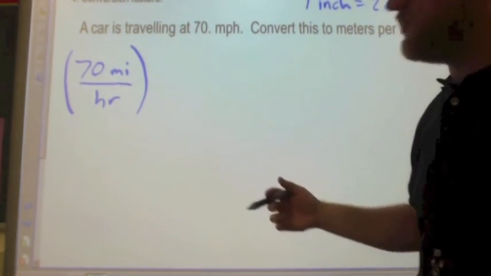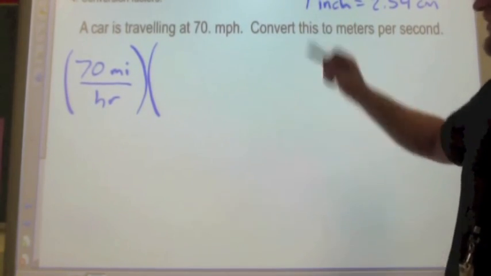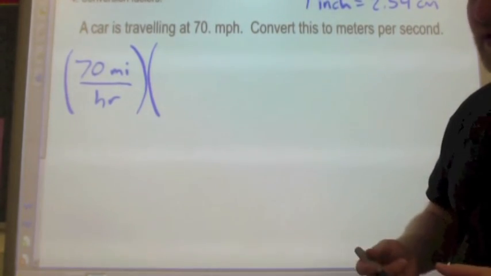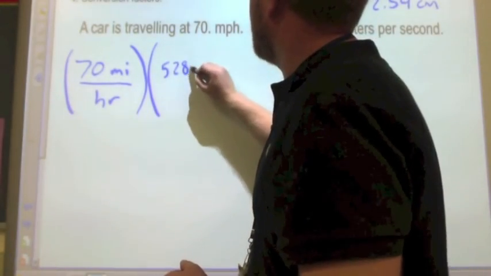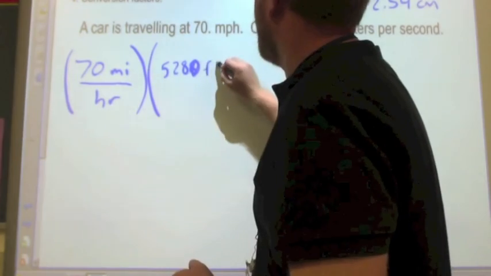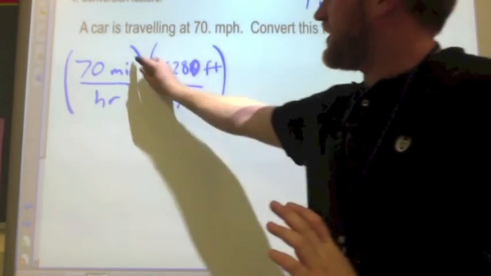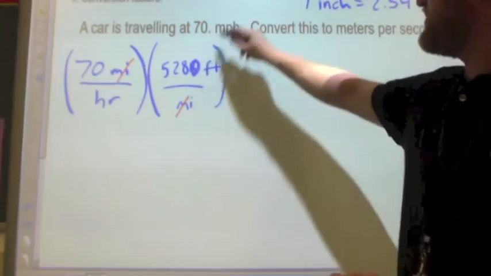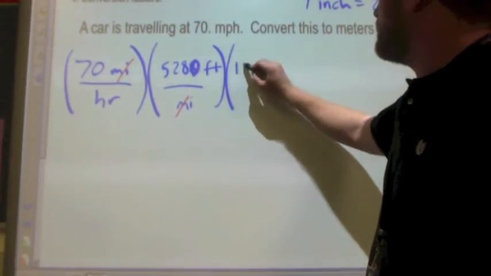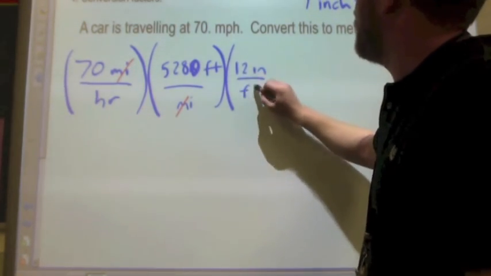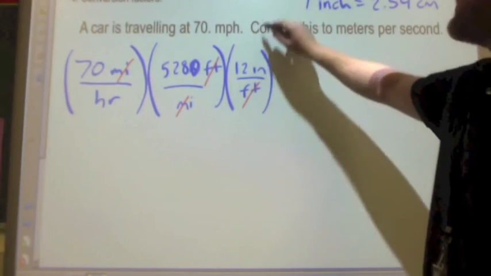Let's do distance first. So I want to go from miles to meters using this. My first choice is going to be feet in a mile, which I know as 5280 feet per mile. Pause. Do these cancel? Yes. Does this make sense? Yes. I'm now in feet. Let's get to inches. 12 inches per foot. Cancel, cancel. Yes, this makes sense.